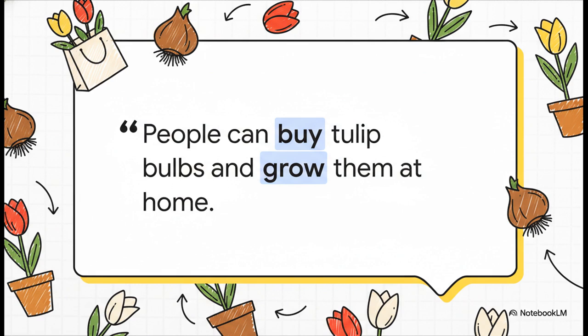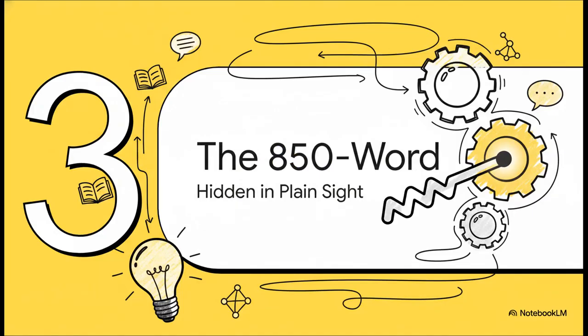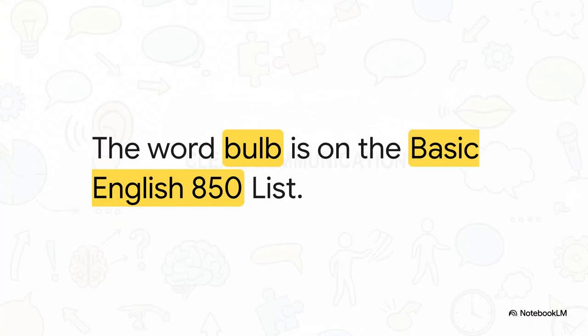But here's the thing. This intentional simplicity, it's not an accident. It's actually a clue. This simplicity is a breadcrumb trail, and it's leading us to something way bigger, a secret that's been hiding in plain sight this whole time on that same webpage. It's an entire system, and our humble little word bulb is the key that's about to unlock it all. And here it is. This is the big reveal. Tucked away on the page is this one crucial line. "Bulb is on the Basic English 850 list."